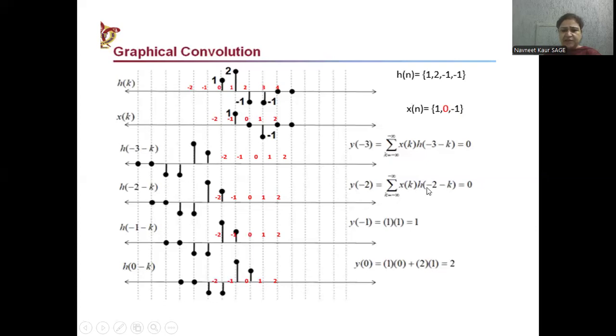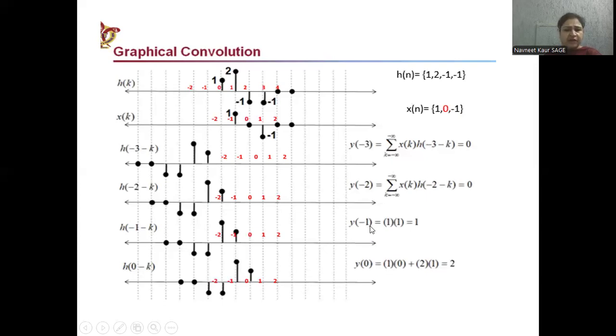Similarly, for y of minus 2, here n will be replaced by minus 2. Now I'll draw h[minus 2 minus k]. Again, we will see that the product of x[k] and h[minus 2 minus k] is 0. So therefore, y of minus 2 is also 0.